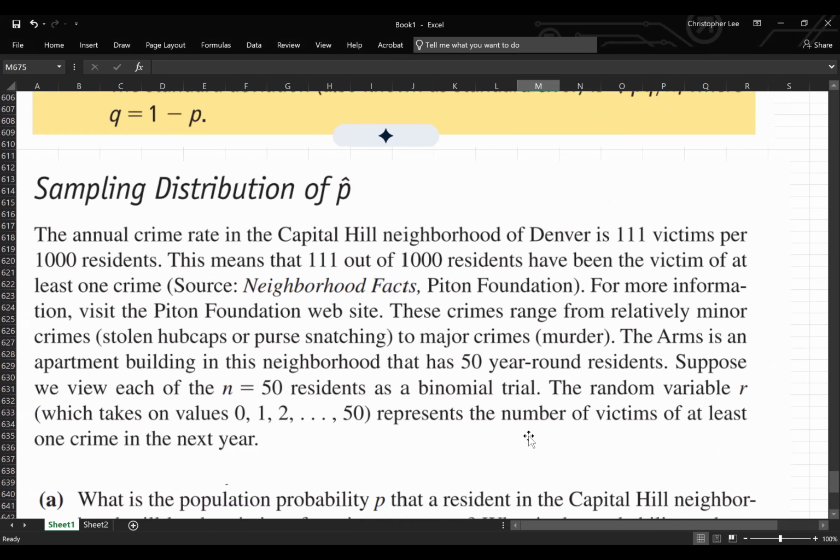All right, I think we're good. Let's knock this out real quick. So, sampling distribution of p hat. The annual crime rate in the Capitol Hill neighborhood of Denver is 111 victims per 1,000 residents.